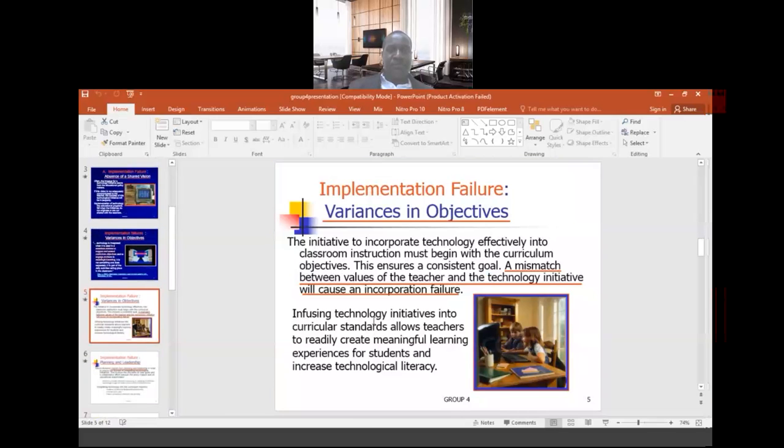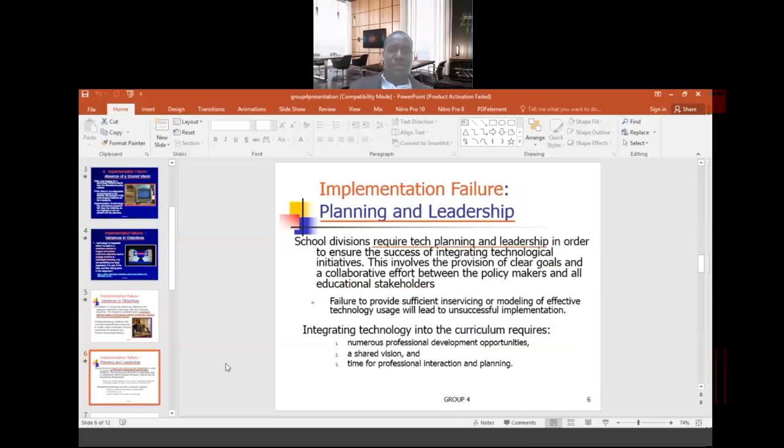Then we have, still on variances in objectives, a mismatch between values of the teacher and the technology initiative. So if those particular two issues are not addressed, then basically we're going to run into trouble with this technology implementation. We have issues with planning and leadership. So proper planning should be put in place with clear goals, actually the expectations of this technology implementation.